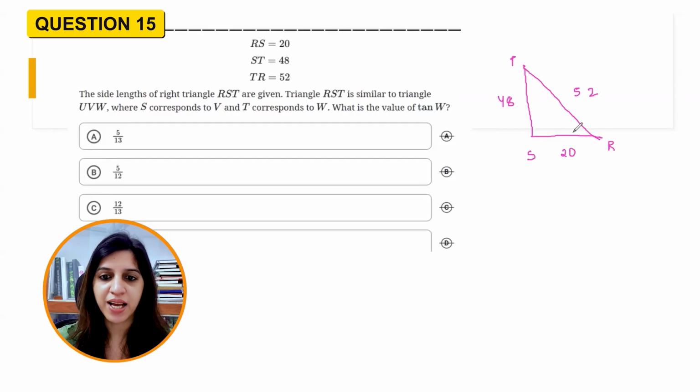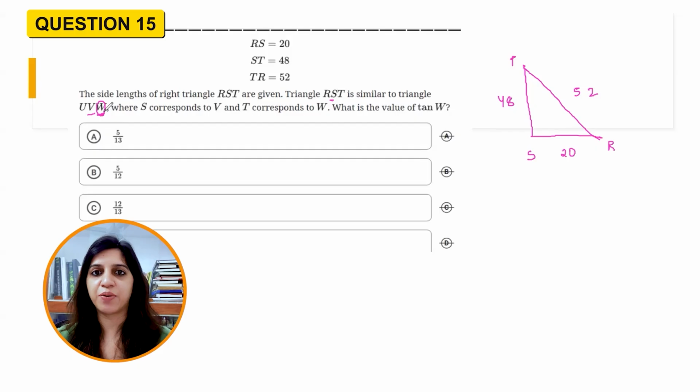That's the hypotenuse. And then there is another triangle which is similar to this, UVW. I'm not drawing it since it's similar. And S corresponds to V, that we know from the name, right? S should correspond to V, R to U, T to W. I know that. They are asking me what is the value of tan W. Now, you would say they've not given us what is the ratio, right? We don't know the proportion of the sides of UVW. I ask you, do we really need that?